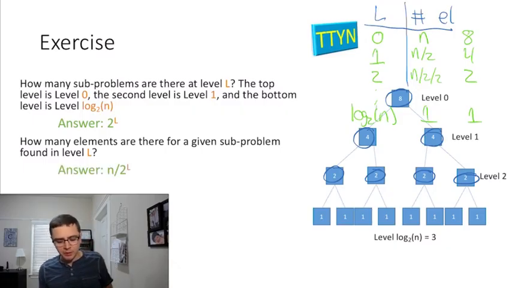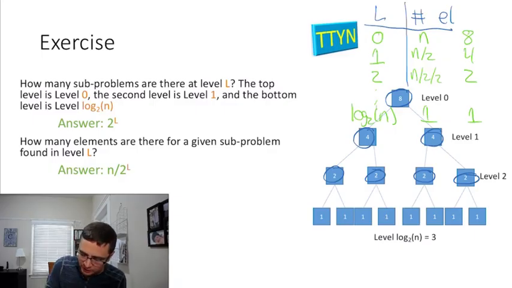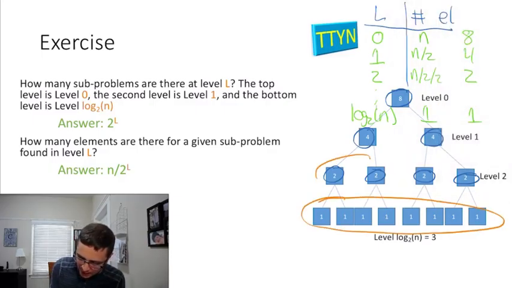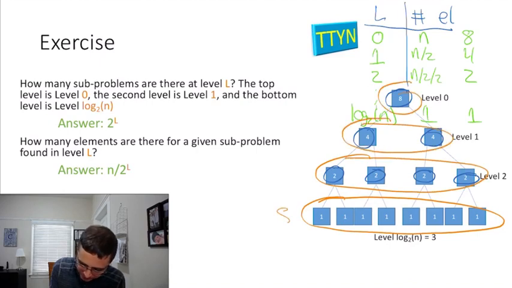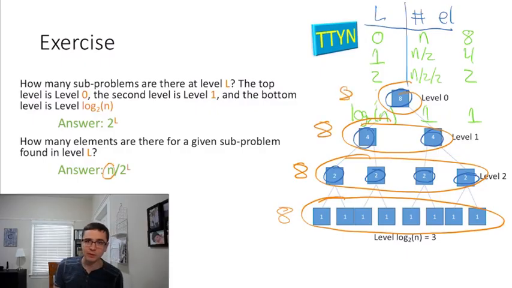So the intuition behind n over 2 to the L is that, if you notice, at every single level, I have all n elements. So here I've got 8 elements, here I've got 8, 8, 8. So I'm going to have all n elements at each level. I'm just going to evenly divide them among the 2 to the L subproblems. So you could just take that and plug it in there. I'm going to evenly divide my n elements among the 2 to the L subproblems.